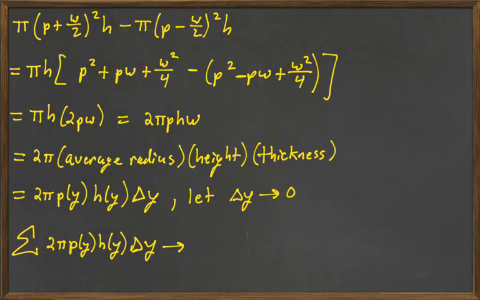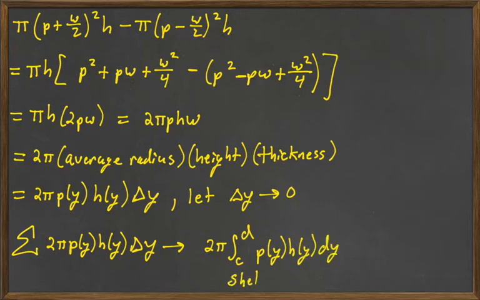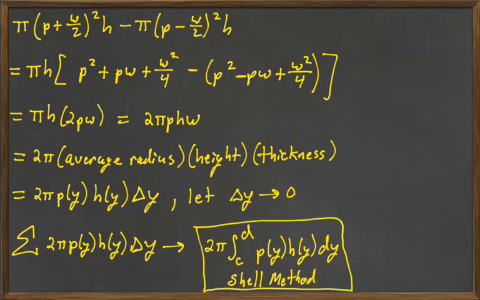And that gives us the integral formula, 2 pi integral from c to d, p of y, h of y, dy. And this is your shell method. Okay. So on the next screen, we're going to do a comparison.